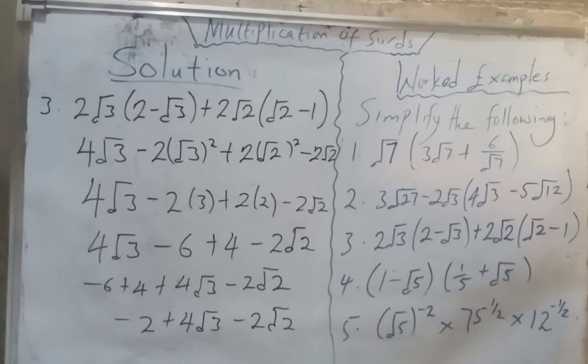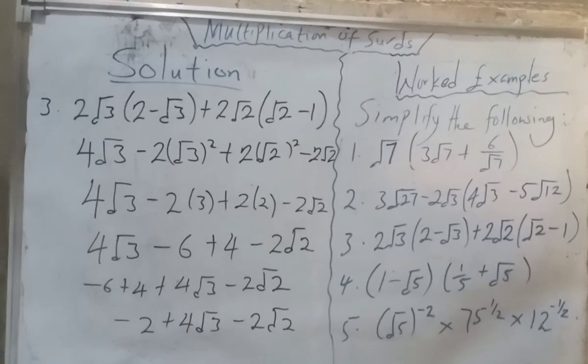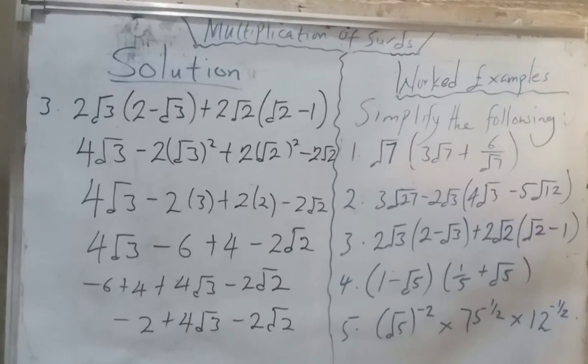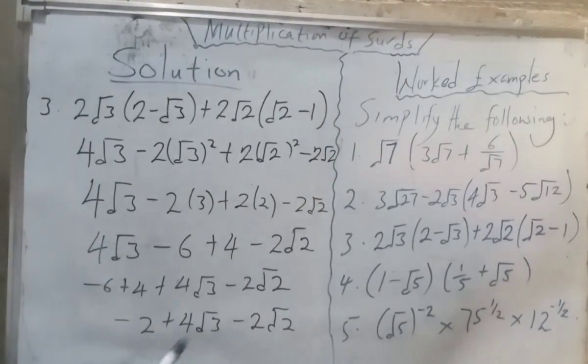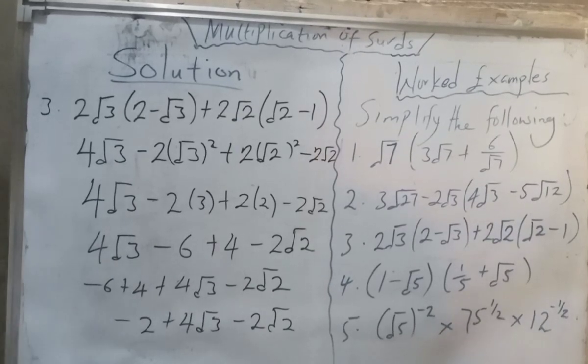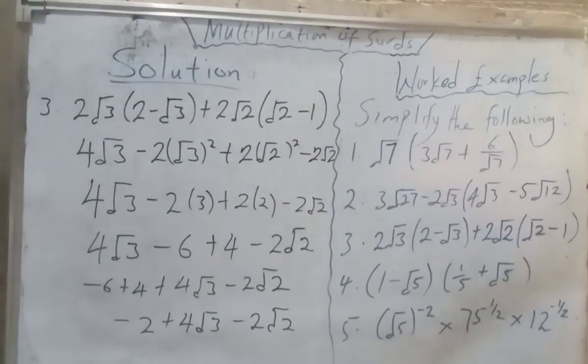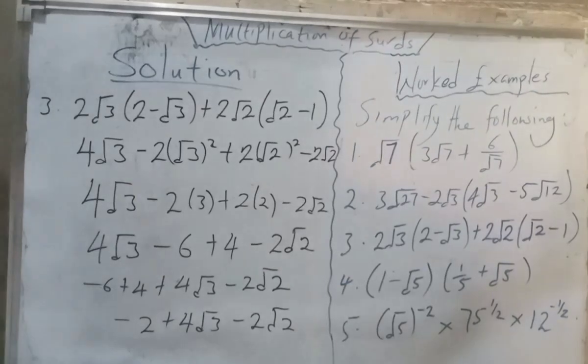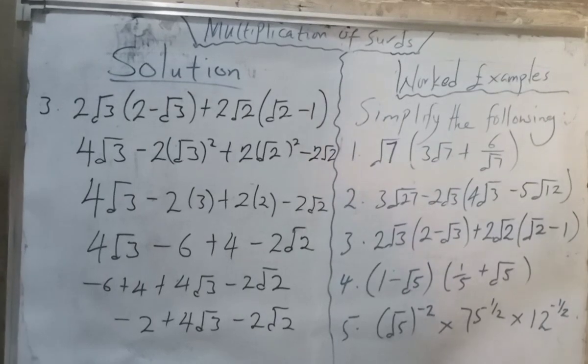Now, we are leaving the answer like this because even though these two expressions, that is 4 root 3 and that of 2 root 2, are surds, we cannot simplify or subtract them simply because root 3 is not the same as root 2. So they are said to be unlike surds.